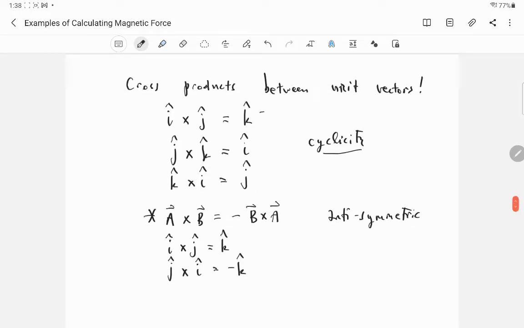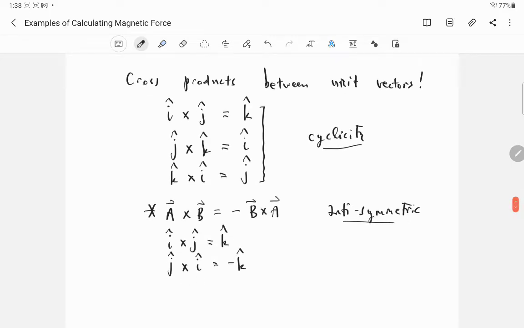But right here, these are the cross products for the unit vectors. ij is k, jk is i, ki is j. So there's a cyclicity, and then you can use this anti-symmetry property to figure out what they are in reverse. So ji is negative k, for example.